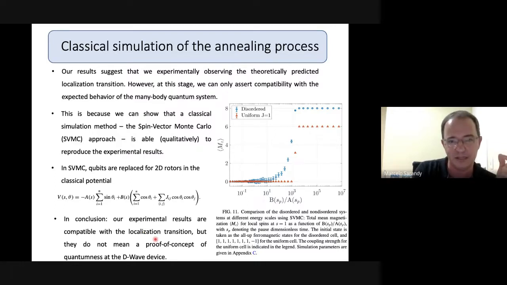So the conclusion is that our experiments are compatible with the localization transition and are at least a simulation of the localization transition, but they do not mean a proof of concept of quantumness at the D-Wave device, right? I cannot use my experiment to say, oh, see, we have MBL in the D-Wave, so D-Wave is a device that works in a quantum way, right? Because here I'm using a classical method that reproduces the result coming from the D-Wave device, right? But for us, this is not a problem, because we are not interested in proving here that the D-Wave device is quantum. We want to use the D-Wave device to simulate a phase transition in a disordered system, right? We want to use D-Wave as a simulator. So for us, this is not a problem, but this is an alert that we cannot use this result as a proof of concept of quantumness for the D-Wave device, right?